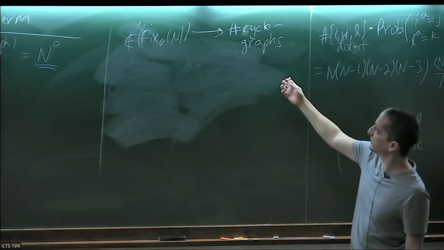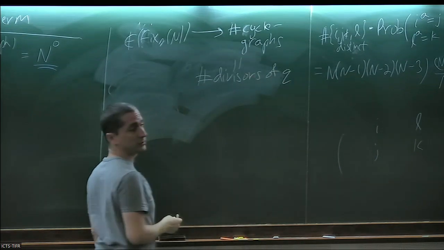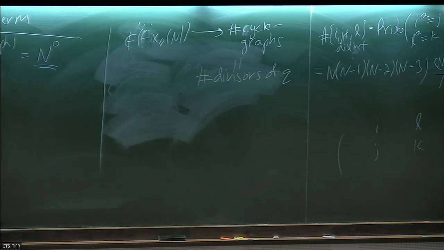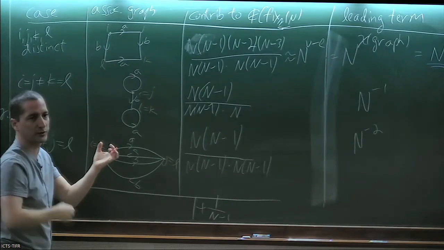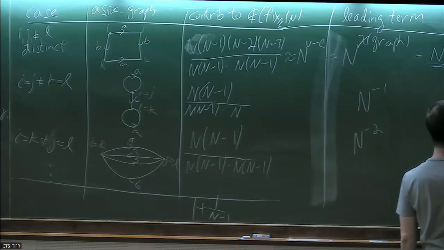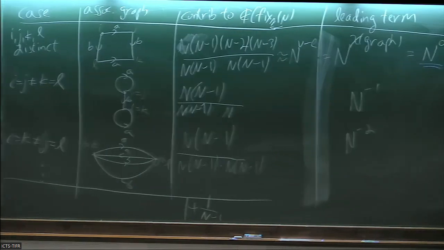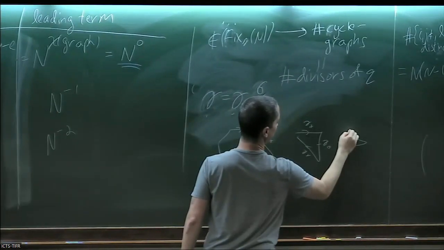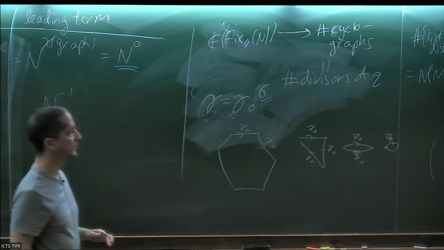My claim is that the number of cycle graphs is equal to the number of divisors of Q. Why? Because if you have a cycle, my word is always a closed path in this cycle. A closed path in this cycle can only exist if the cycle corresponds to a root of my word. So for example, if gamma is gamma naught to the 6, then the possible cycles are the hexagon with gamma naught on each edge, a triangle, a bigon, and so on. These are the possible cycles in this analysis.